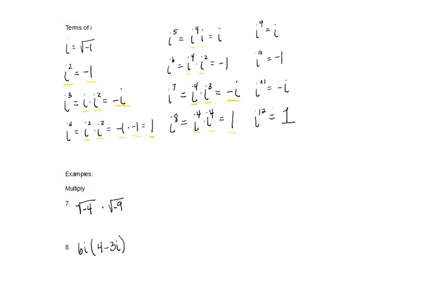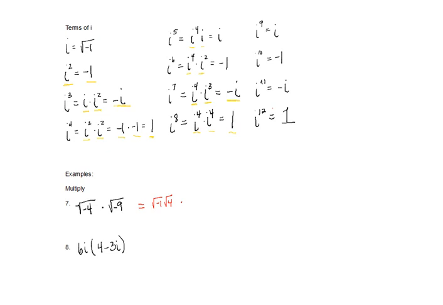So we want to multiply here. So I have the square root of negative 4 times the square root of negative 9. So we know that's the square root of negative 1 and the square root of 4 times the square root of negative 1 and the square root of 9. So we know the first one is 2i, the second one is 3i. So if we multiply those, we're going to get 6i squared. We look up at our little chart up here, see that i squared is negative 1. So that is 6 times negative 1, which is negative 6.